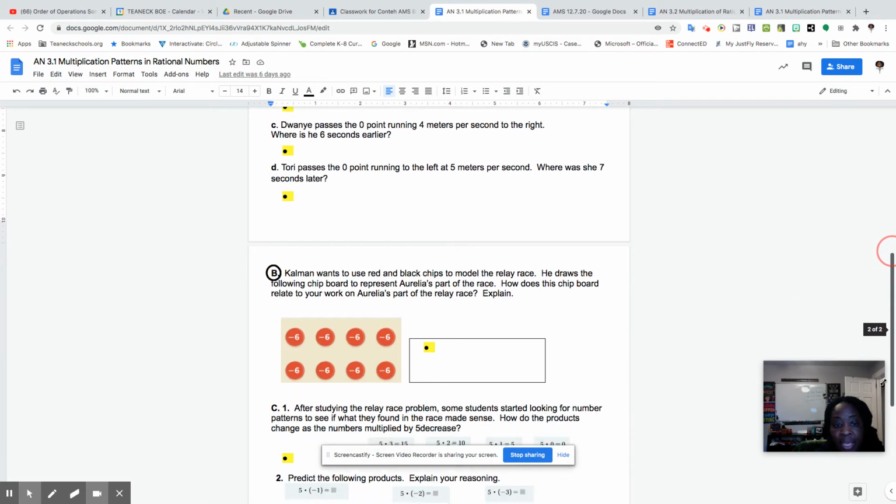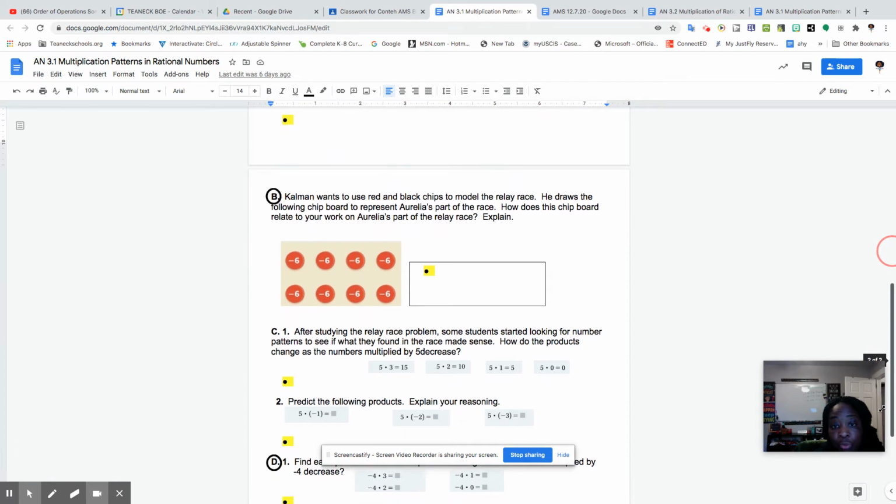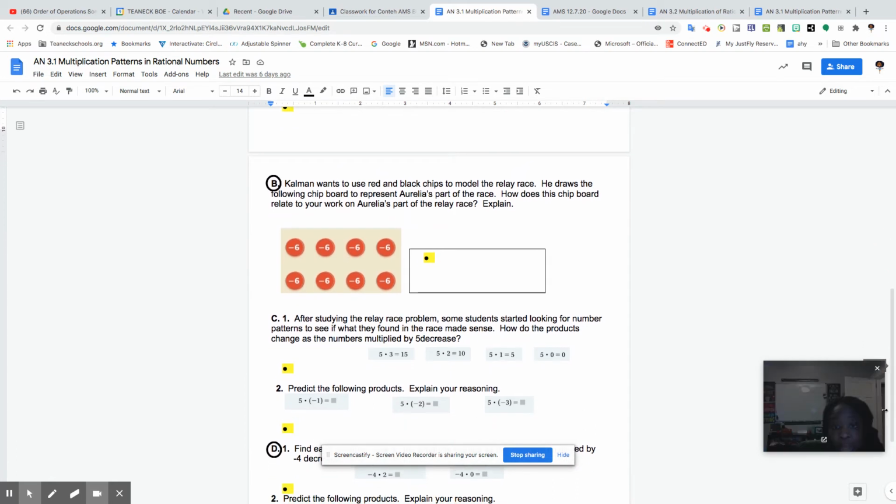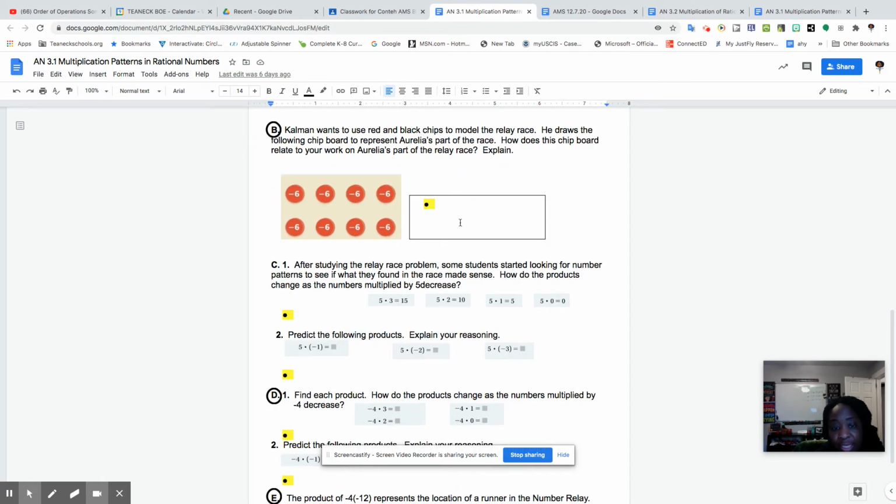All right. In this next question, Kamal's using red and black chips to model a relay race, and he draws the following chipboard to represent Arila's part of the race. How does the chipboard relate to your work? And so you're asked to answer that question.